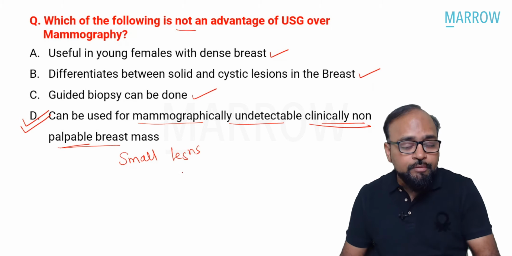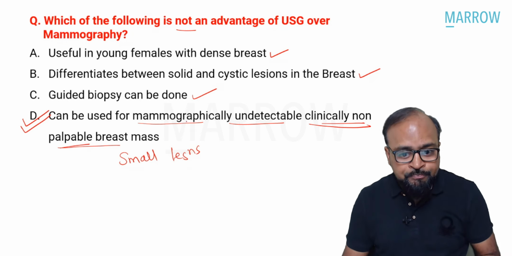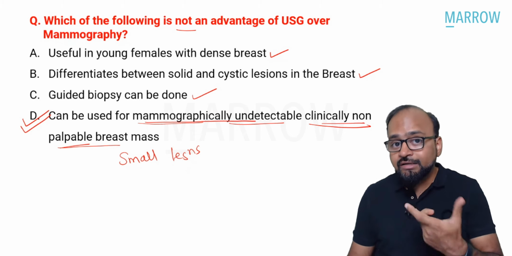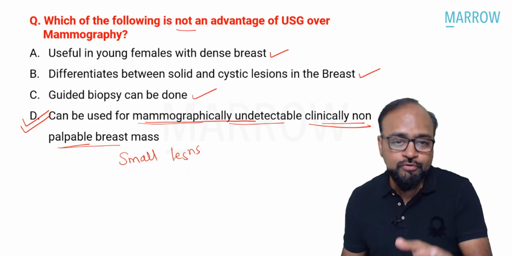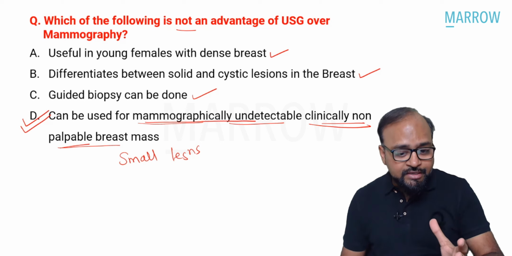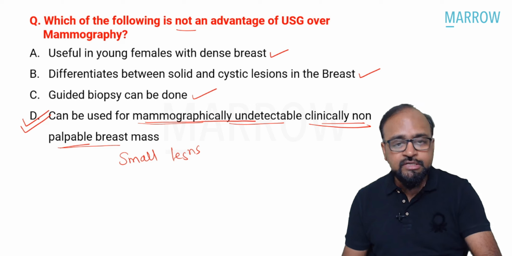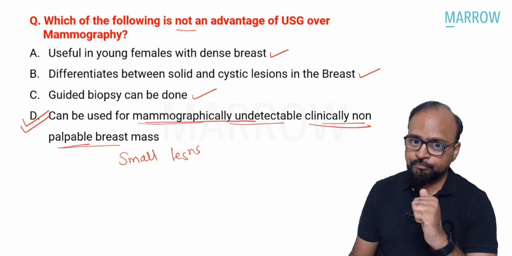Because they are small, they may be overlapped or hidden by the fibroglandular tissue, so they might not be visible on mammography as well, and ultrasound then successfully helps us to detect them, though the proportion of such cases is very small, right? So what I'm saying is that though I told you that the answer to this question is D, this is not a definite advantage. In some special situations it can prove to be an advantage, right?